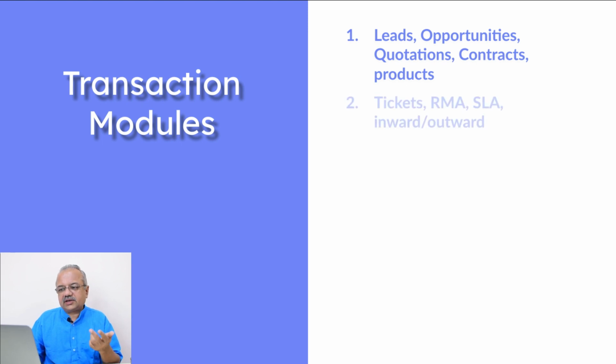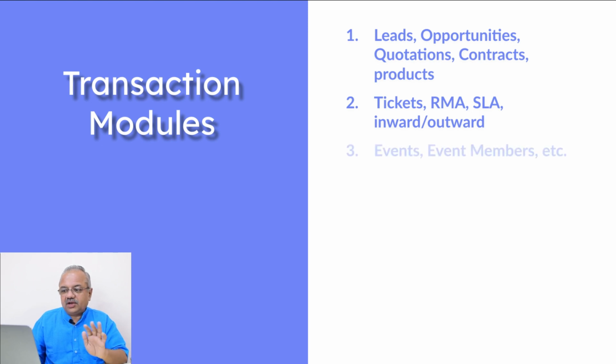Then comes the tickets module. There are tickets, RMA, SLA, and inward outward. In all these, there can be one or more than one outcomes. In tickets, it will be closed only. You will not keep it unclosed, else the customer will yell. Same thing with inward and outward. Inward and outward is to manage the courier parcels. There are companies which use this very diligently where they need to manage the deliveries.